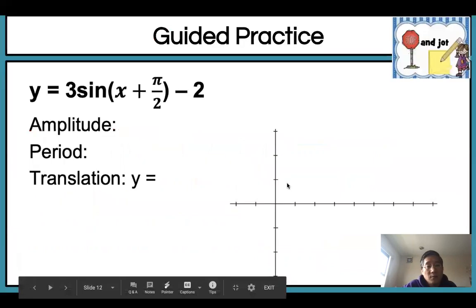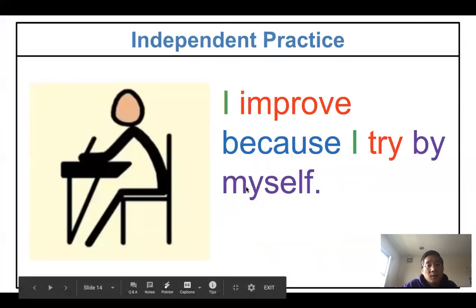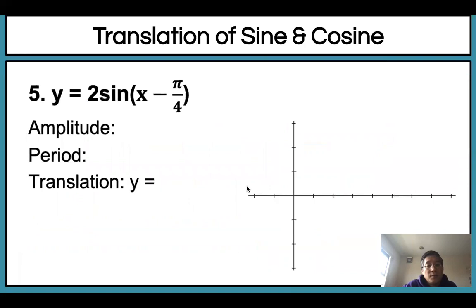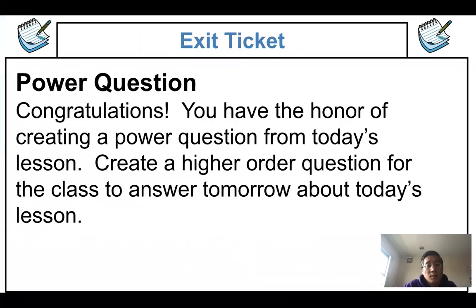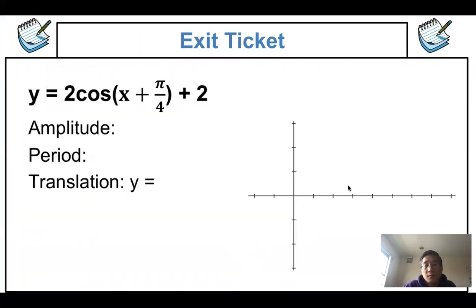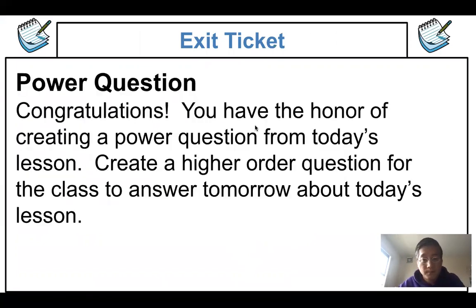So now you will see 1, 2, 3, 4, 5, 6 questions. Finish this, and the exit ticket is here, and please email it to me. Okay. Not this one. This is not this.